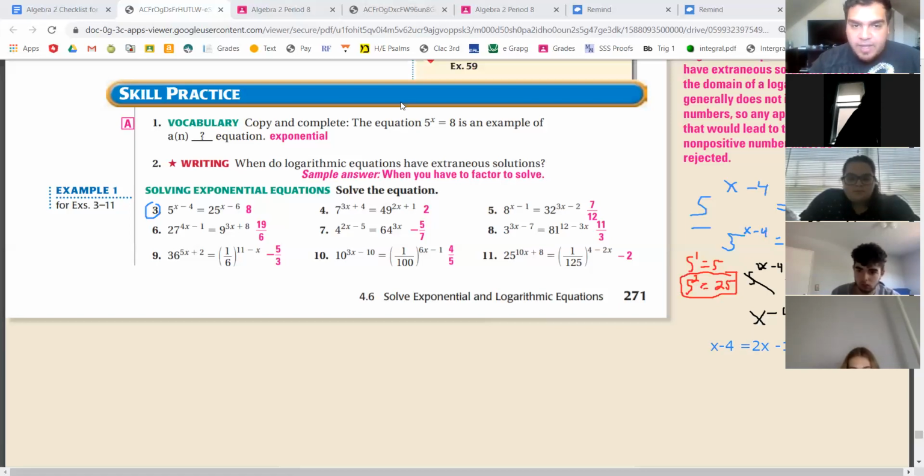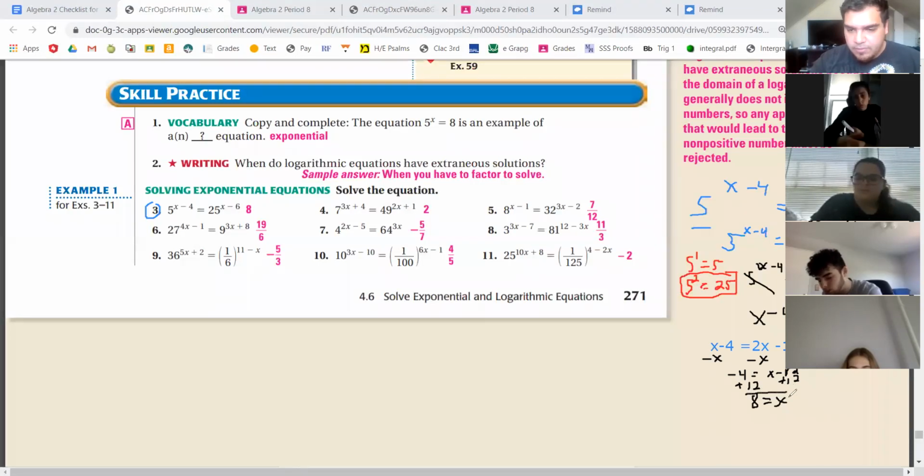From there, I could just do some Algebra 1 skills. Minus x, let's get all the x's on one side. So that's negative 4 equals x minus 12. And then plus 12, 8 equals x. And hey, that matches the answer in our textbook here, so that makes me feel good.